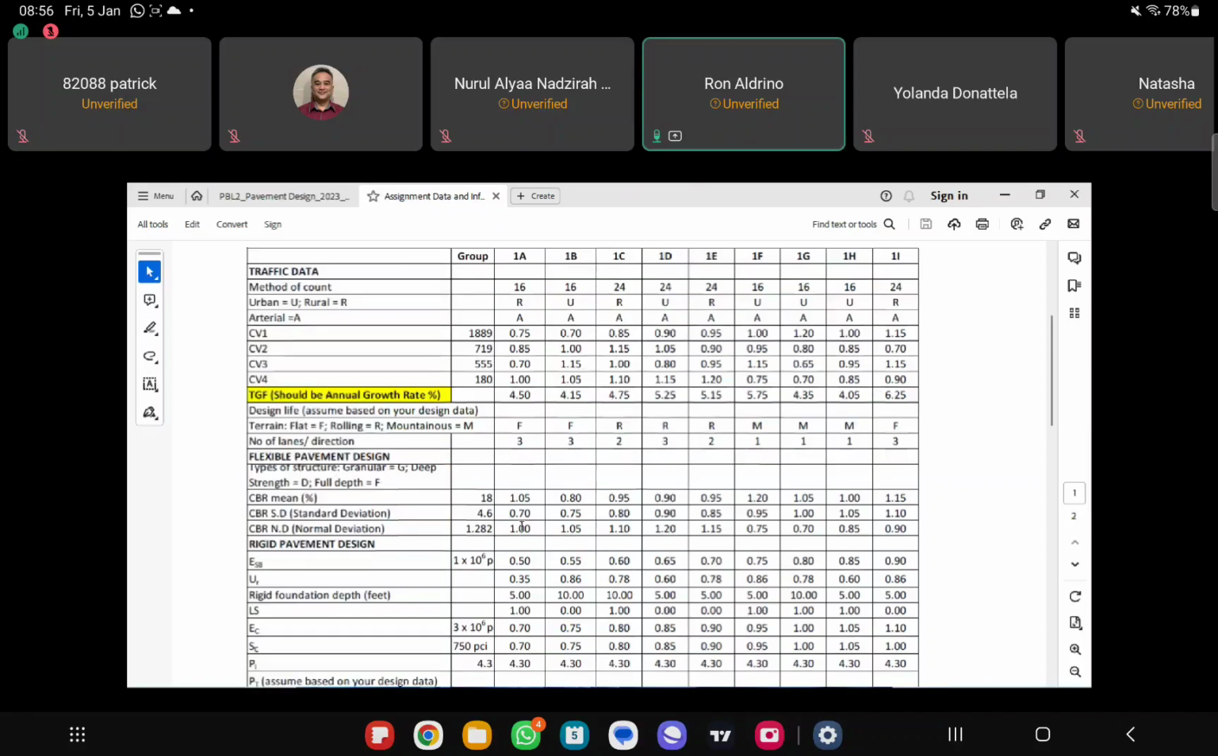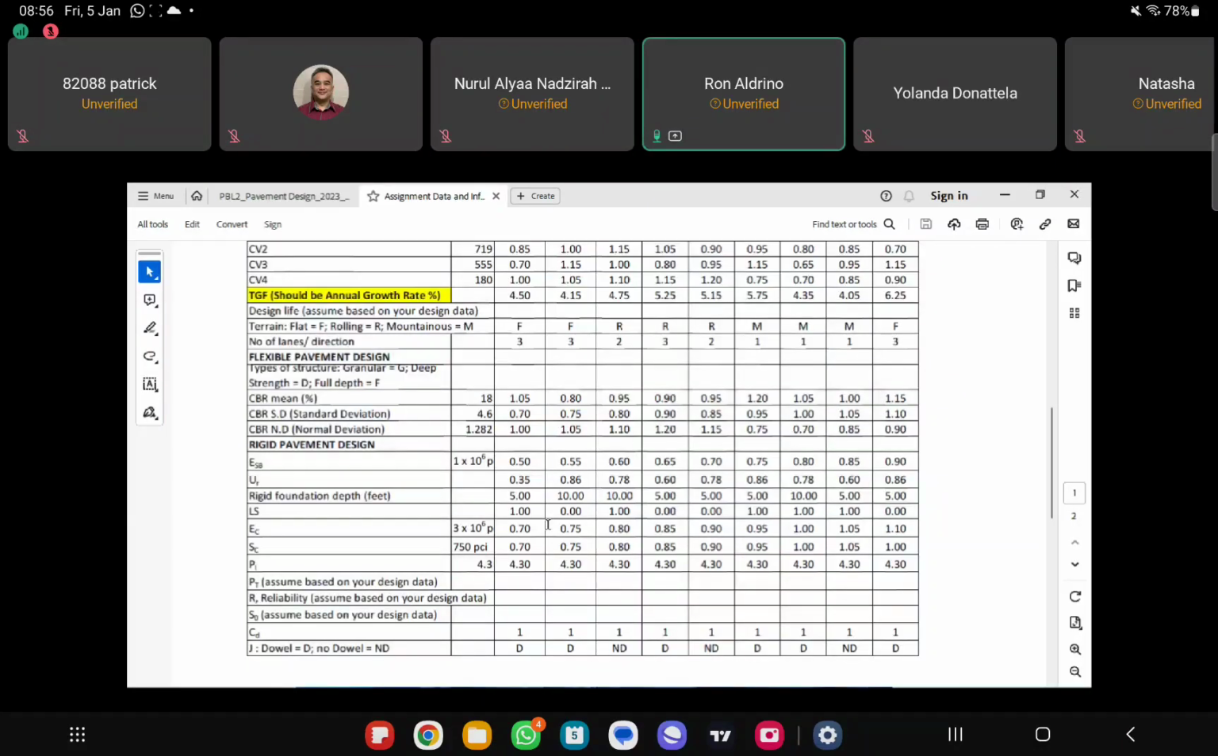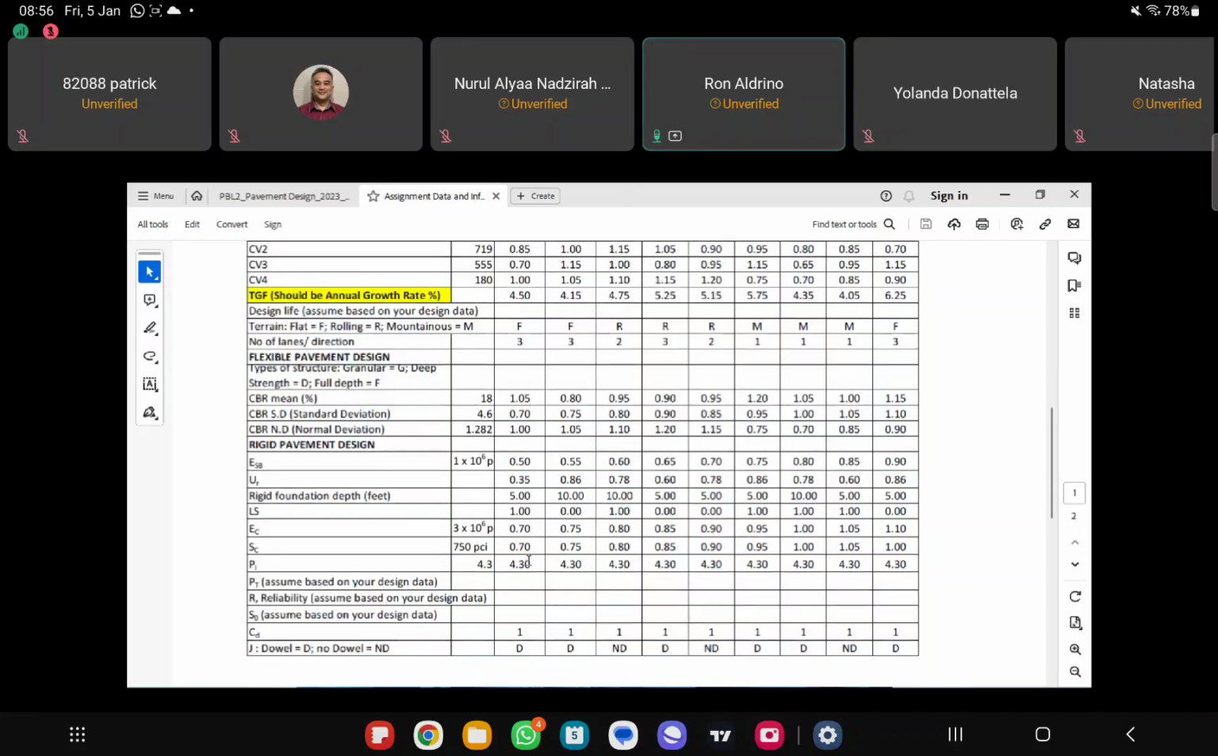The rest, you don't have to do any increment of 25% and so on. Just follow whatever value is given. For example, like CBR, you have 18 times 1.05. This one and this one are all given for your flexible pavement calculation and also rigid pavement calculation.